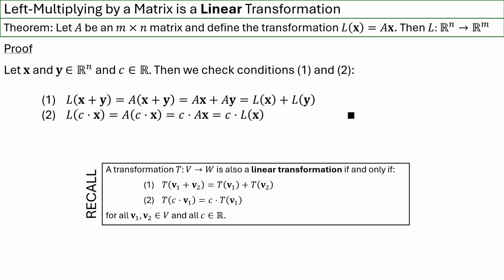For the first check, we know matrix multiplication distributes. So A times the sum of x and y breaks apart into Ax plus Ay. This matches the addition rule perfectly. For the second check, we know scalars float freely in matrix multiplication. So A times a scaled vector is just the scalar times the matrix product. Since matrices naturally obey these laws, they are by definition linear transformations.